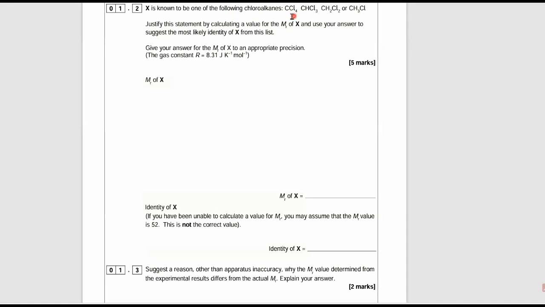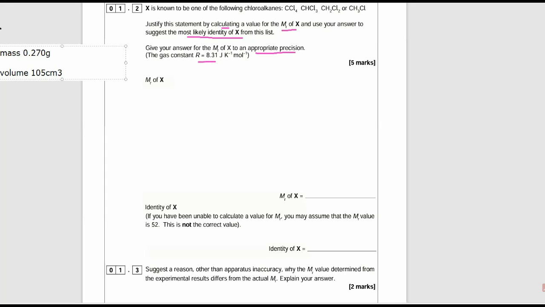X is known to be one of the following chloroalkanes: CCl4, CHCl3, CH2Cl2, or CH3Cl. Justify this statement by calculating a value for the Mr of X. Use your answer to suggest the most likely identity of X from the list above. Give your answer for the Mr of X to an appropriate precision. The gas constant R is equal to 8.31 joules per K per mole.